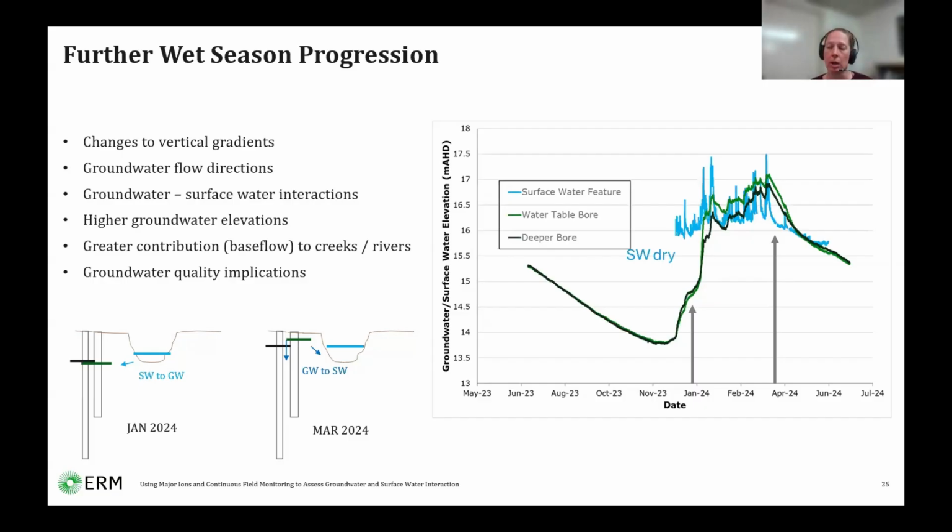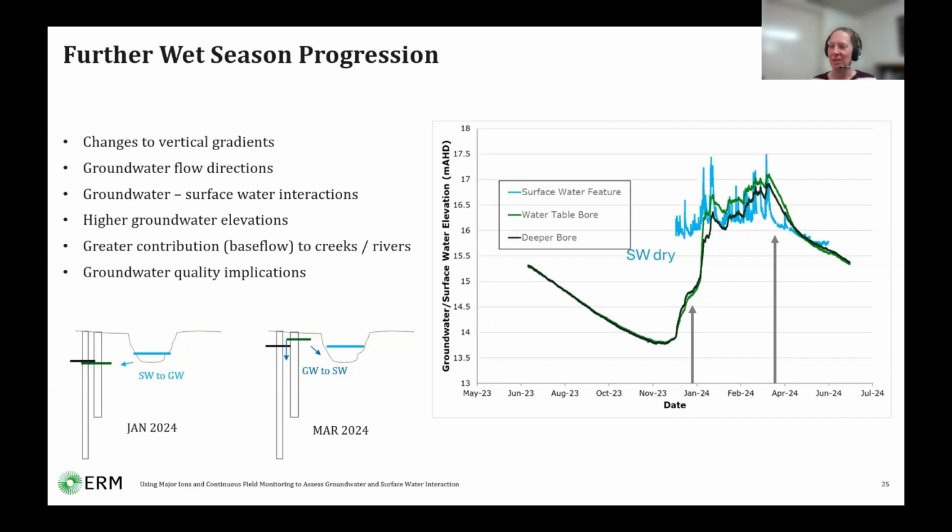And at this time, the groundwater elevation was similar in both of these bores. But then later in the wet season, the groundwater elevation is higher than the surface water elevation, particularly at the water table bore, which you can see in the green. And groundwater can potentially discharge to the surface water feature. And you can see that in the changes in the cross-section for March 2024. At this time, downward hydraulic gradients from the shallow to the deep bore are also identified. And this has implications for surface water quality.